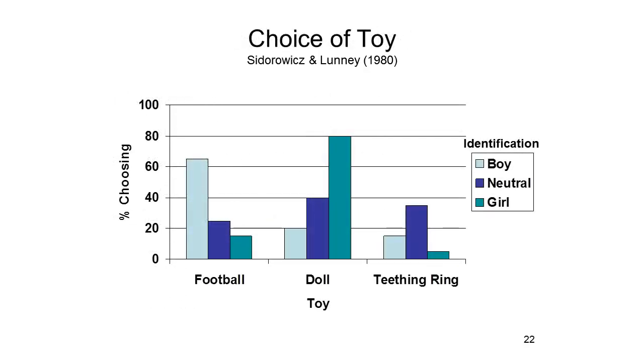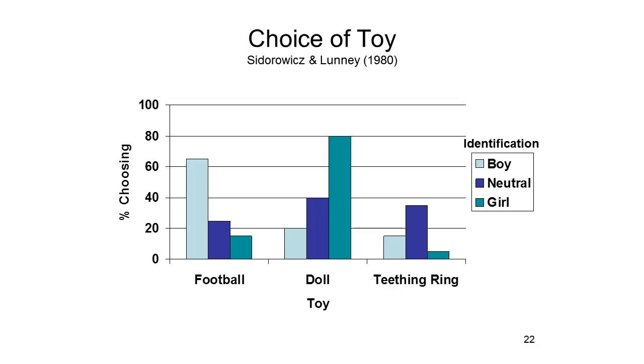Adults dealing with a child identified as a boy were more likely to choose a football as a prop for the interaction, whereas adults dealing with a child identified as a girl were much more likely to use a doll as a prop. In the neutral condition, the dominant prop was the teething ring. It's as if the adults, not knowing whether the child was a boy or a girl, didn't know what else to do.